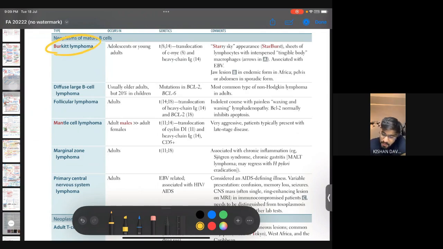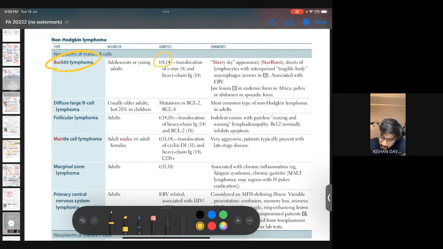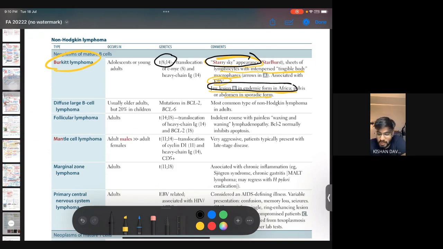Burkitt lymphoma: 8;14 is important. And the starry sky appearance, sheets of lymphocytes with interspersed tingible body macrophages. Associated with EBV, jaw lesions in endemic area in Africa, pelvis and abdomen in sporadic form. Now see, 8;14 is the translocation that you need to be aware about. Starry sky appearance is important. Jaw pain is important. So these are the three points that you need to remember.